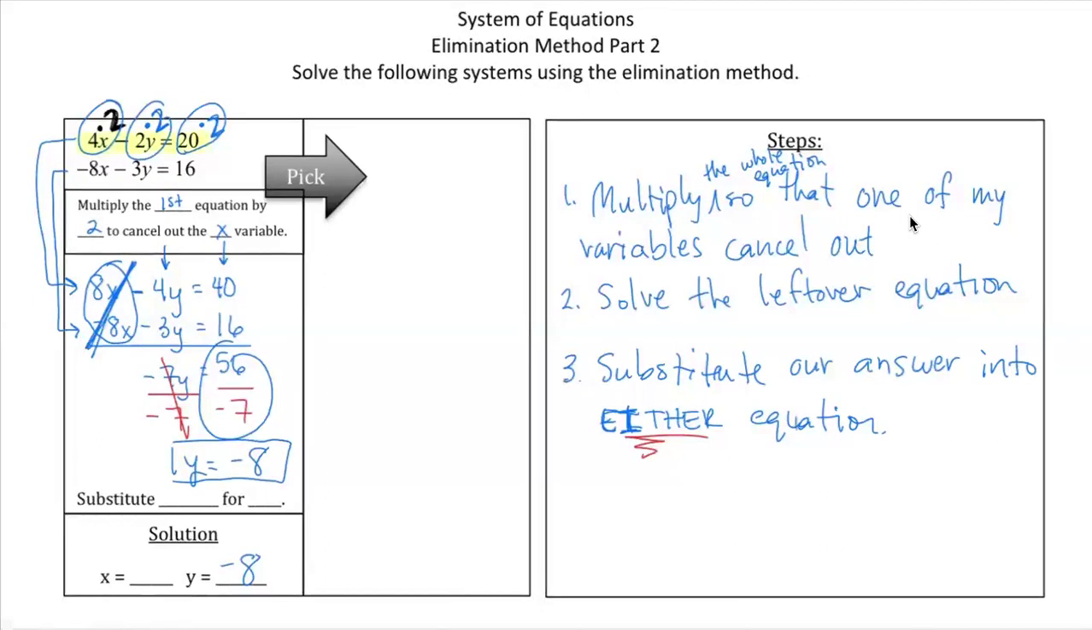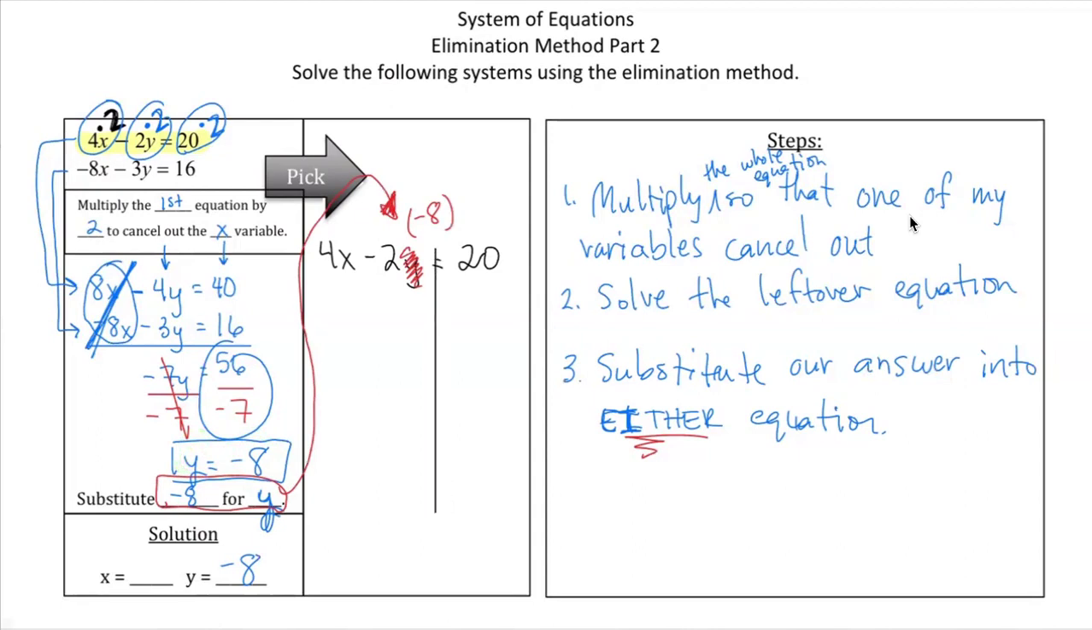4x minus 2y equals 20. You can even pick the new one that we multiplied by, but that's just bigger numbers. So let's write the first one down: 4x minus 2y equals 20. And we're substituting here our answer, negative 8 for y. Again, the reason I picked y is because that's what my answer is. So I take that negative 8 and plug it in for y. So cross out y, plug in negative 8.